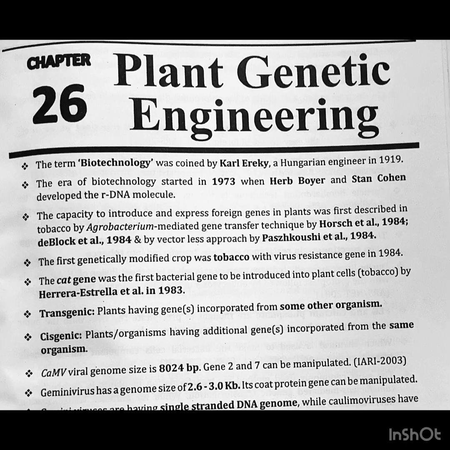The capacity to introduce and express foreign genes in plants was first described in tobacco by the Agrobacterium-mediated gene transfer technique by Horsch et al. 1984, Bevan et al. 1984, and by the vectorless approach by Suzuki et al. 1984. The first genetically modified crop was tobacco with a virus resistance gene in 1984. The cat gene was the first bacterial gene to be introduced into a plant cell by Herrera-Estrella et al. in 1983.